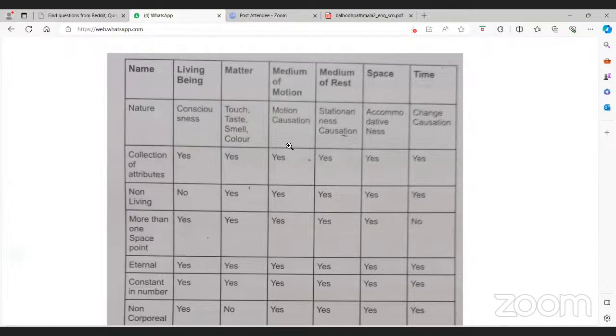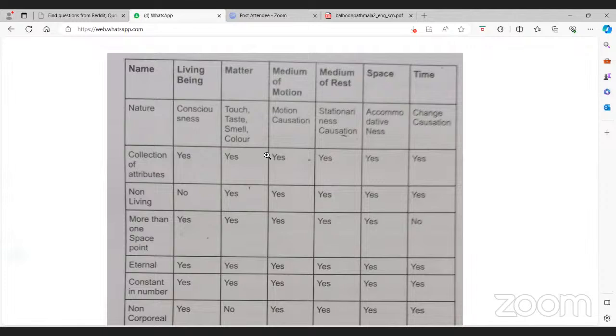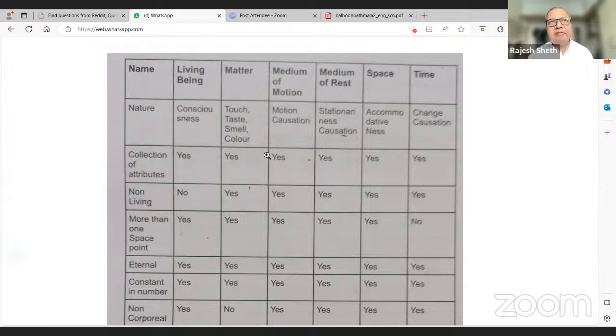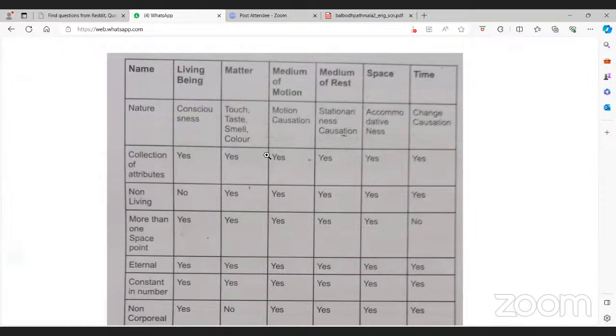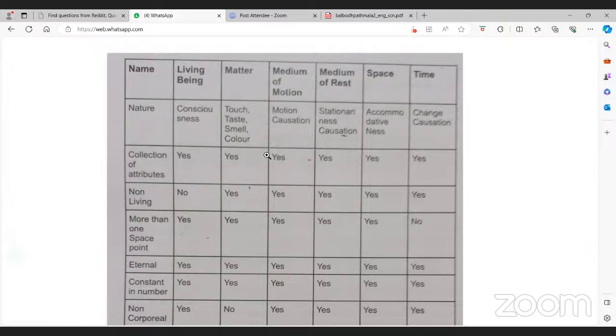The six substances are Jeev, Pudgal, Dharma, Adharma, Akash, Kal. Very good. And what should we say in English? I'm not too sure how to translate it. Actually, living being. Jeev is living being. Pudgal is matter, non-living matter. Then we have medium of motion, medium of rest. Then we have space and we have time. Everyone is clear with this?